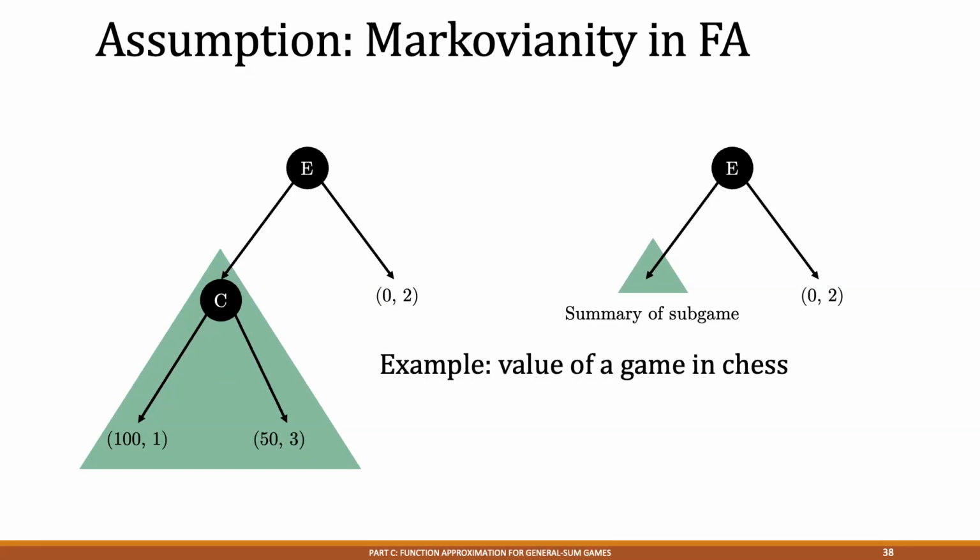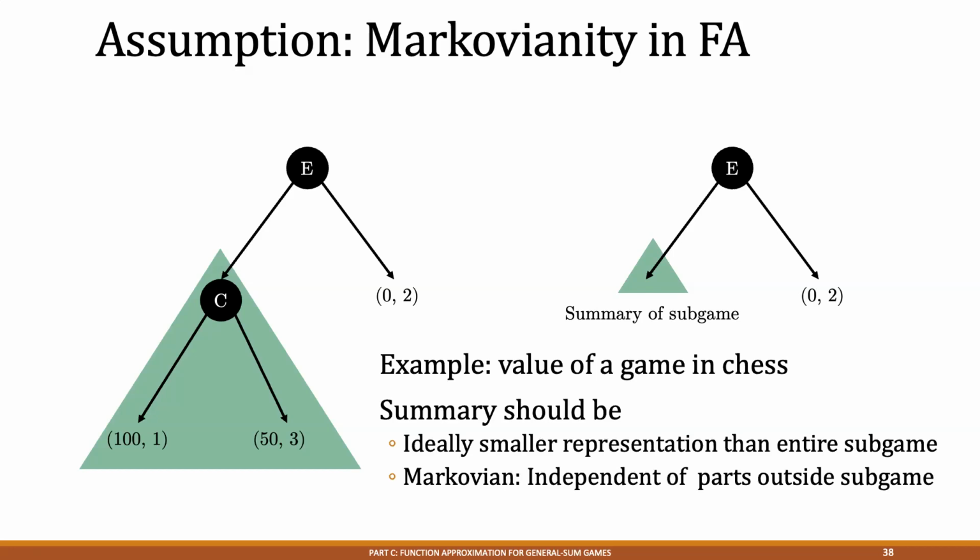So for example, the value of a game in chess is an appropriate summary, right? It contains enough information to solve this new transplanted game. Now, this summary should obey two properties. The first is that it should be quite small, if possible. And the second is that it should be Markovian, which means that it should only depend on the green portions and not anything above or to the side of it. And that's something kind of sensible, right?